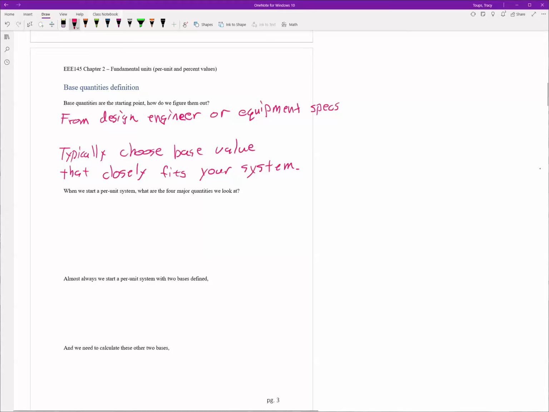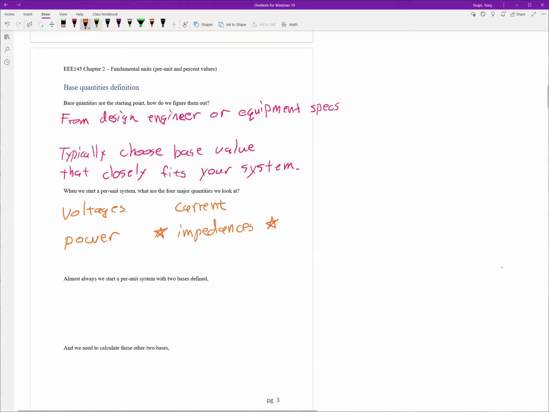Okay. So what are the four major quantities we look at in the per unit system? We're always going to look at voltages in per unit. We're going to look at current in per units. Sometimes we'll look at power, sometimes we won't, depends. And then lastly, impedances are always in per unit. Okay. I'm going to draw a little star on impedances because impedances are almost exclusively in per unit, so you can't get away from it. Voltage, currents, and power, if it's a very small system, they might not use it. If it's a large system, they're going to probably adopt it. Okay.